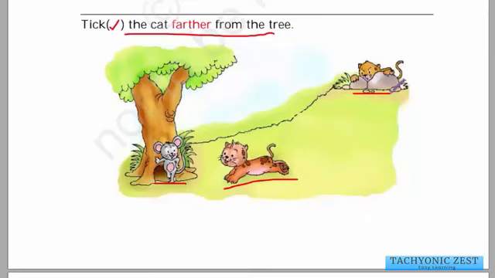Alright, so I hope you have tried this question, and so we'll match the answer now. This is the picture of a cat, this is the picture of another cat, and we are asked to tick the cat which is farther from the tree. So we can clearly see that this cat is farther from the tree. Why? Because it is far away from this tree, and this cat is closer because it is very close to this tree. This is the tree.